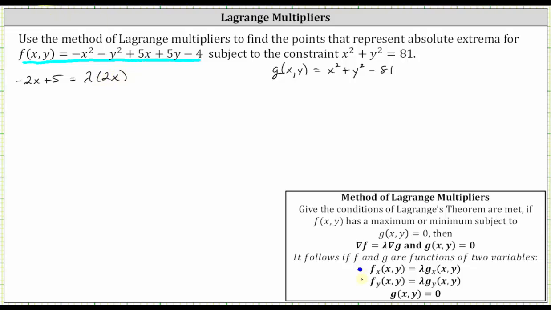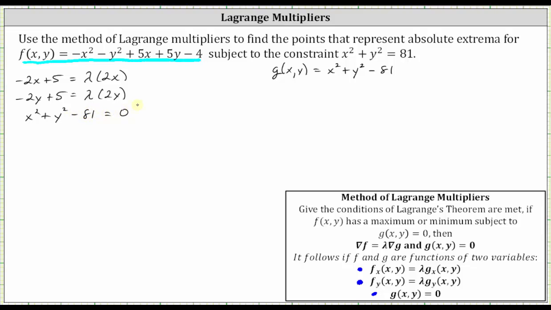For the second equation, we have the partial of f with respect to y equals lambda times the partial of g with respect to y. For the partial of f with respect to y, we differentiate with respect to y, treating x as a constant, which gives us negative 2y plus 5 equals lambda times the partial of g with respect to y, which is 2y. And our third equation is g of x comma y equals 0, which is x squared plus y squared minus 81 equals 0.